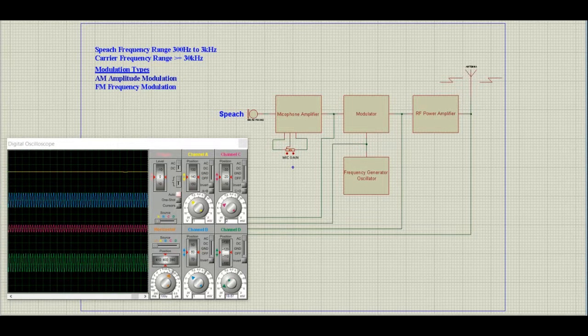The final thing I'd like to show you is a real speech signal going through the transmitter. The oscilloscope will show me calling CQ.